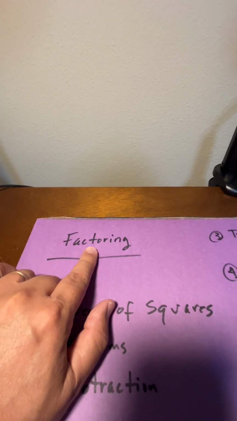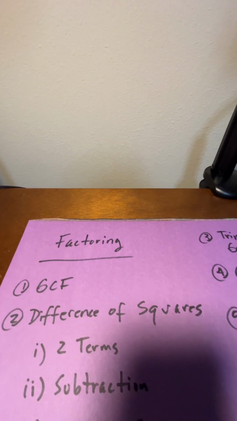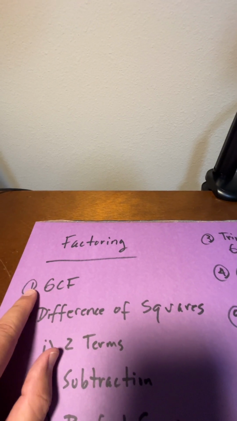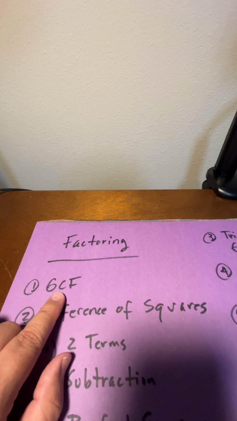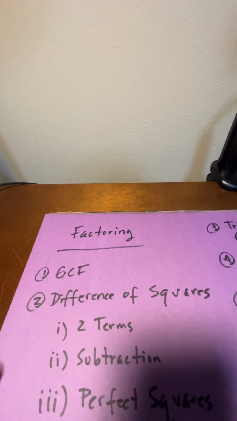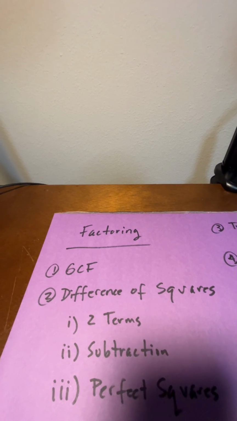Okay, let's talk about factoring polynomials for a minute. It's good to know that there are different methods. So the first method is called GCF, that's the greatest common factor, and I would say you should always try to factor out the greatest common factor if the problem has one.